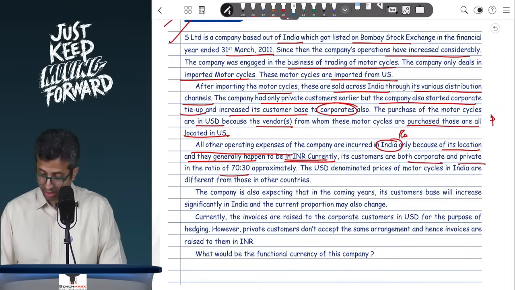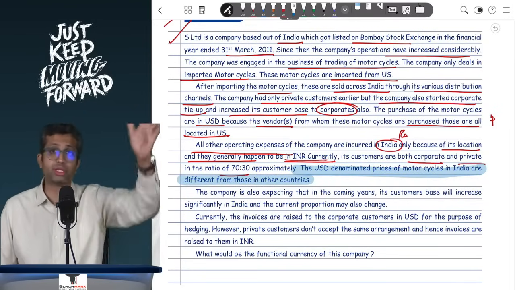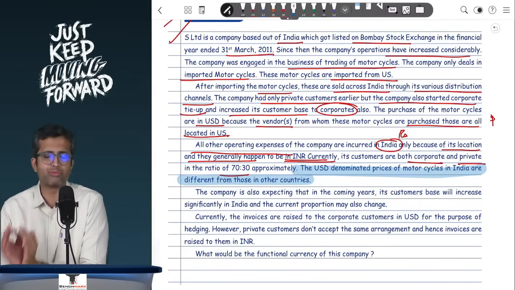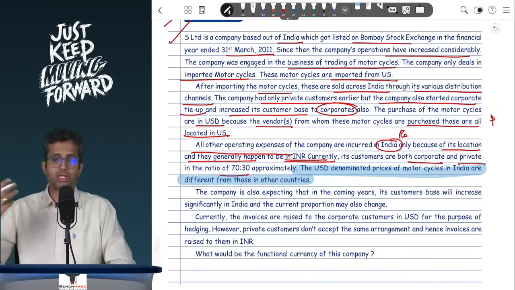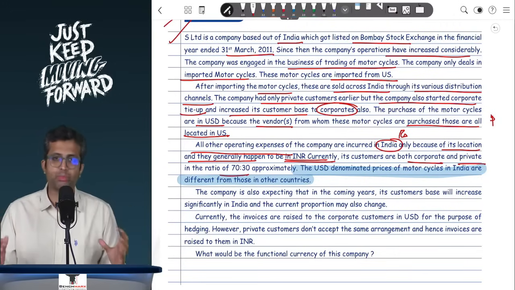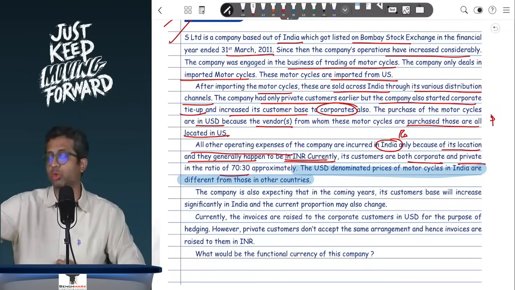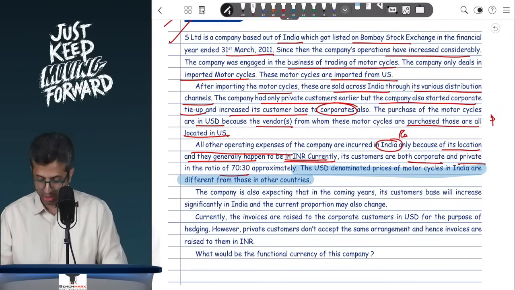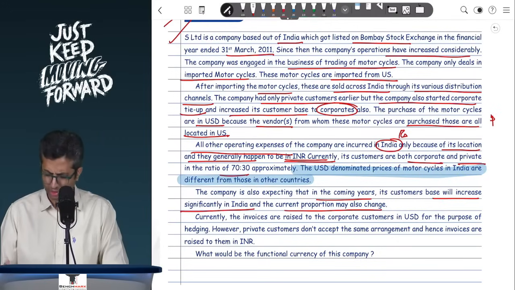The USD denominated prices of motorcycles in India are different from those in other countries. So can I clearly say that the Indian environment is different from the US or every other environment? So over here, when I have to identify functional currency, I have to figure out the currency which influences the sales, the currency which influences the expenses, and the economic environment. It seems that the prices of the motorcycles in India are different from other countries, and hence the Indian environment is unique, is different. And hence over here, there is clearly an Indian environment. The company is also expecting that in the coming years, customer base will increase significantly in India, and current proportion may also change.